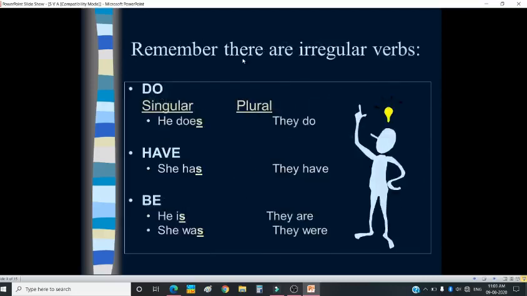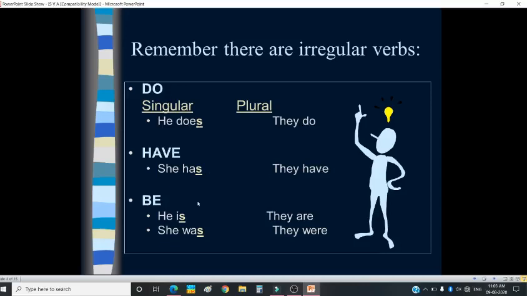Next, remember there are irregular verbs. What is the case of an irregular verb? Singular: he does. Do, did, done. While we are adding s here, we have to use es. Really, we are adding only s, but the form of does is es, D-O-E-S. He does. They do. I already told you: do, did, done. Do, present, does. She has.